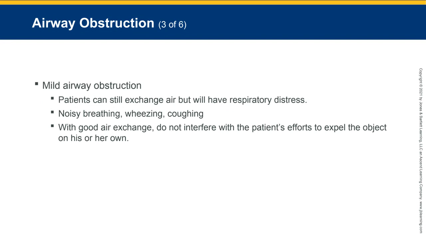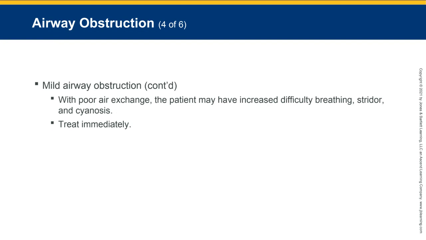Mild airway obstruction. When a patient has mild airway obstruction, patients can still exchange air but will have respiratory distress. There is noisy breathing, wheezing, coughing. With good air exchange, do not interfere with the patient's effort to expel the object on his or her own. If the air exchange becomes compromised, then you treat it as a full obstruction. With poor air exchange, the patient may have increased difficulty breathing, stridor, and cyanosis. Treat immediately.